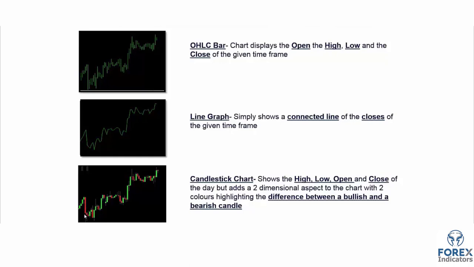So if the close is lower than where it opened on any given time frame, for example, if it started the day here, let's say this is a day chart, but it closed here, which is shown by the body, then it's shown in red. And if it opens and closes higher at the end of the day, it's shown in green. I'm going to show you how that looks in the next slide.